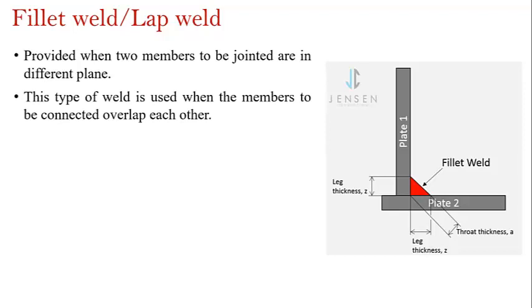And this type of weld is actually used when the members connected are overlapping with each other. As I said earlier, here the overlapping of both the plates is happening. So this kind of weld is used when you have members which are getting overlapped with each other. The third criterion is that it is easier to make.